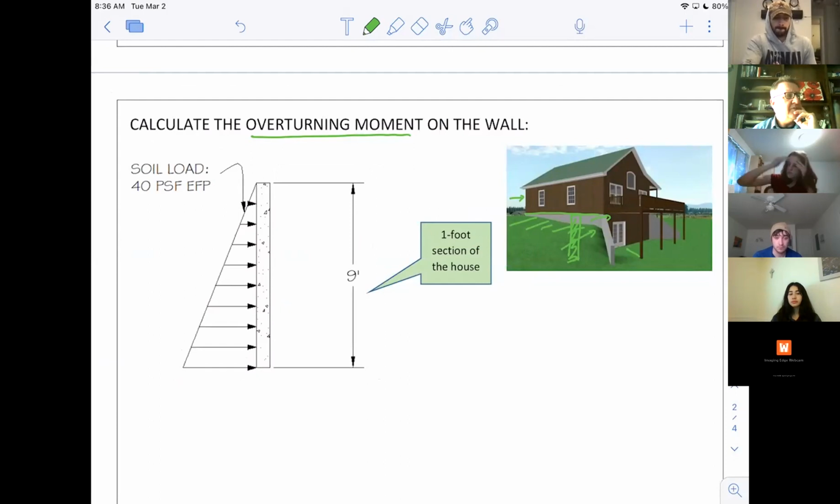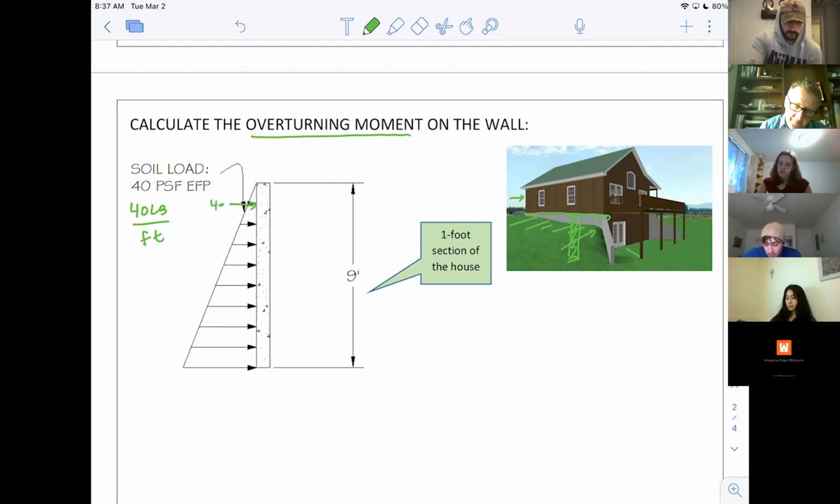40 pounds per square foot. Really, that's the number we're looking at. And since we're only 1 foot deep, you could actually think of this as 40 pounds per lineal foot as you go down the wall. So what that means is if you come down the wall 1 foot, then that's 40. If you come down the wall 2 feet, that's 80. If you come down the wall 3 feet, then that's 120. Does that make sense?